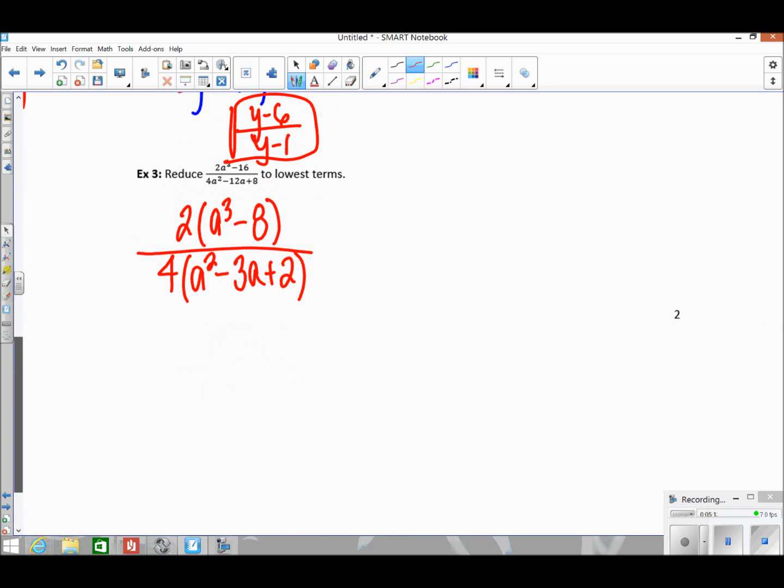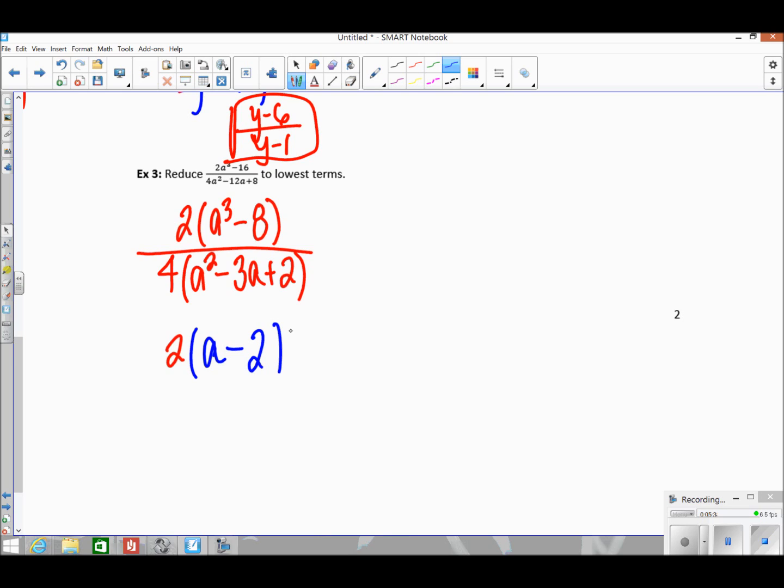So the top, I can actually factor that a to the third minus 8. That's a difference of perfect cubes. So when you do that kind of factoring, remember you take the cube root of each piece. So cube root of a to the third is a. Cube root of 8 is going to be 2, and then you keep the sign between it, that minus 2.